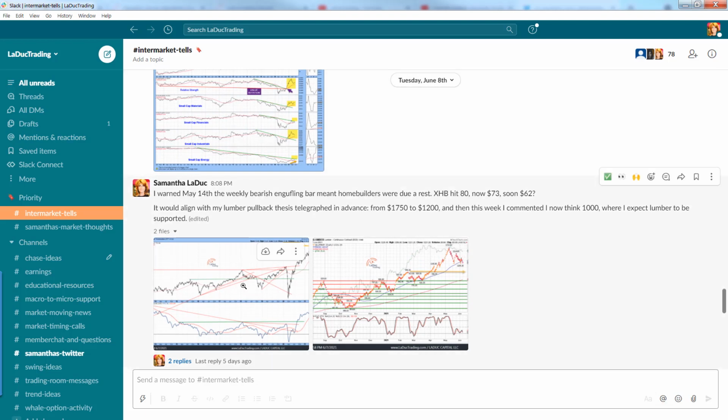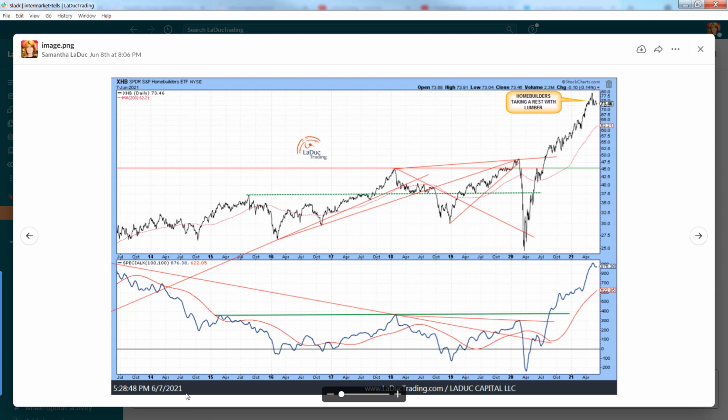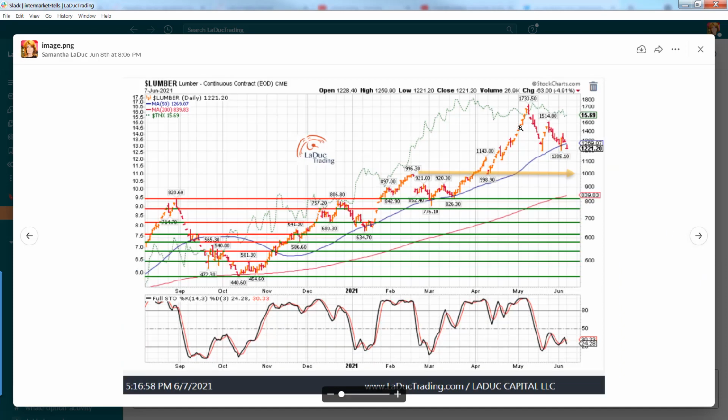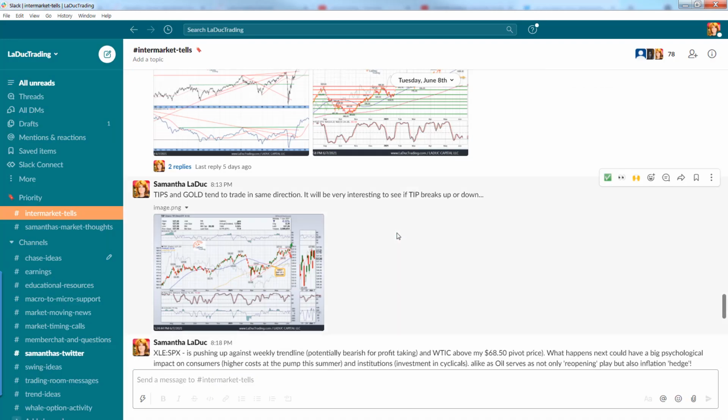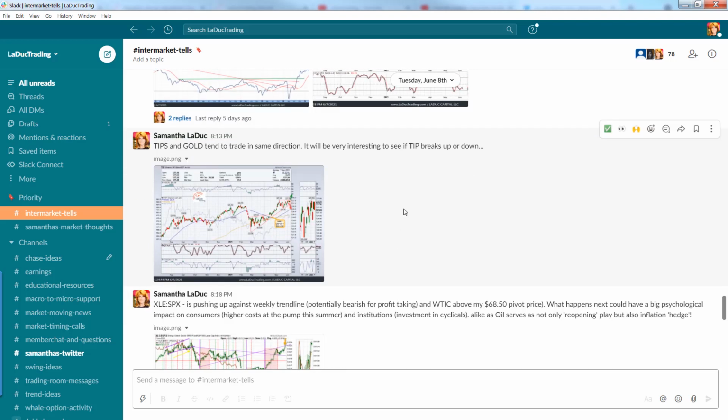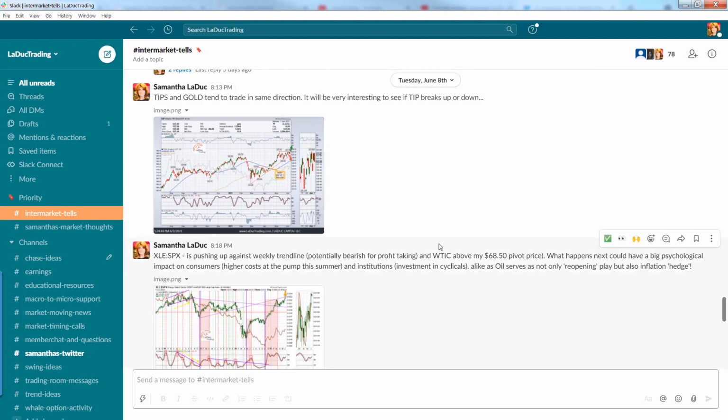My XHB call, again, 6-7, that we were going to pull down, taking a rest with lumber. And here was my lumber chart. That was also coming into play, $1,000 price target. So this is all that kind of macro to micro that I do, very different than the other technical analysis and detailed trade setups that I do for the micro stuff.